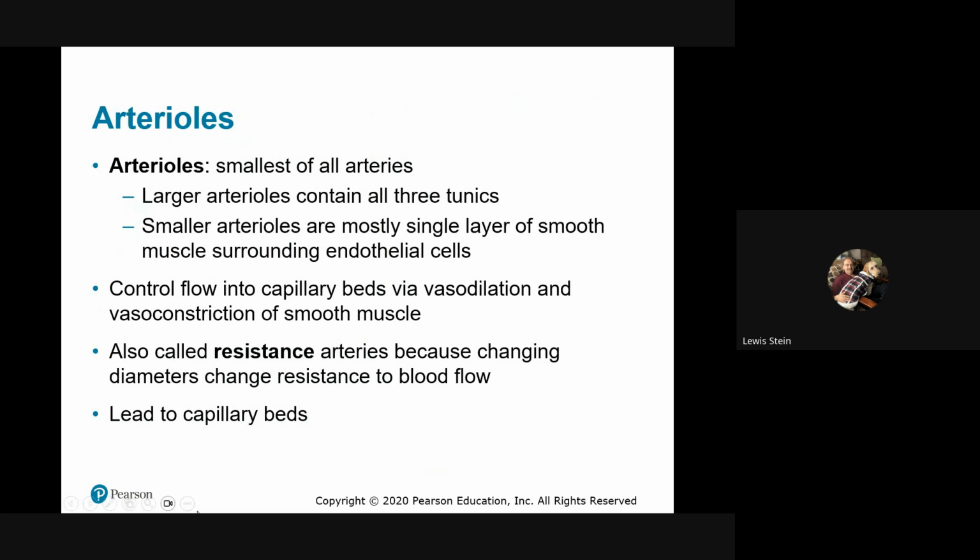There are varying degrees. They can go from three tunics, and the smaller ones typically just a single layer of smooth muscle. Those are the ones where this muscle encircles the vessel and can constrict dramatically. That's where the blood pressure element, when we get to physiology, comes in. So it controls blood flow into the capillary beds. And we do this intentionally.